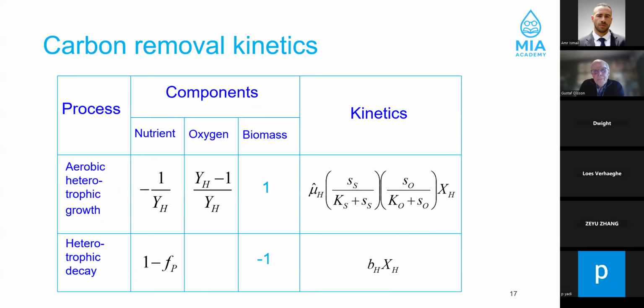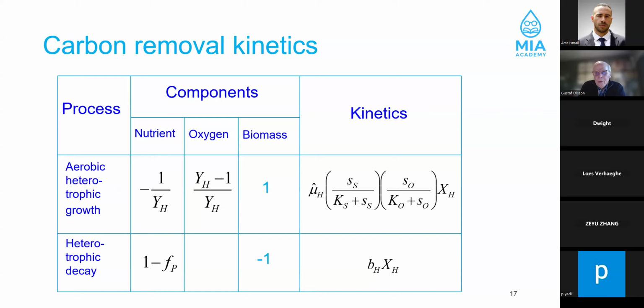And having that simple system, we can set up the first simple matrix on the relationship in the kinetics. The kinetics in the right column is determined by that kind of Monod expression for heterotrophic organisms and the expression for the decay rate. And then there are components, in other words, coefficients for the nutrient, the substrate, for the oxygen, and for the biomass. And so we can set up this matrix for the aerobic heterotrophic growth and for heterotrophic decay.